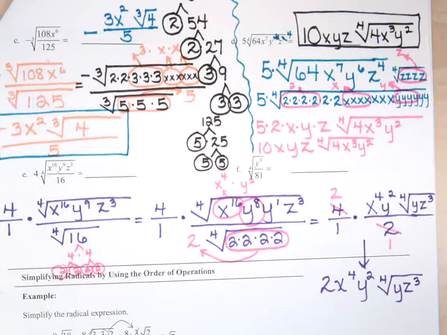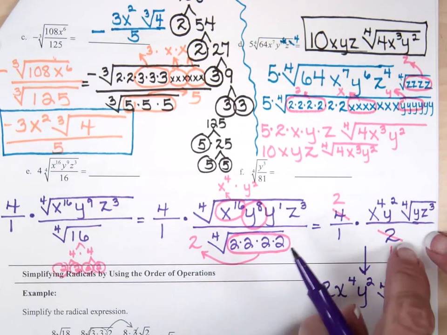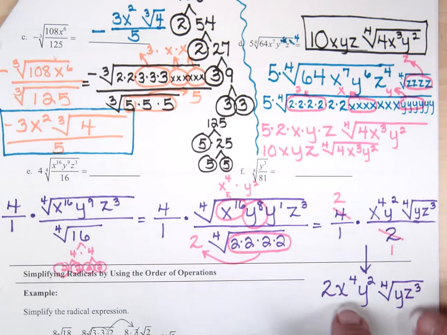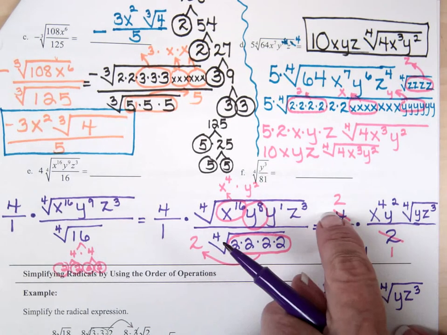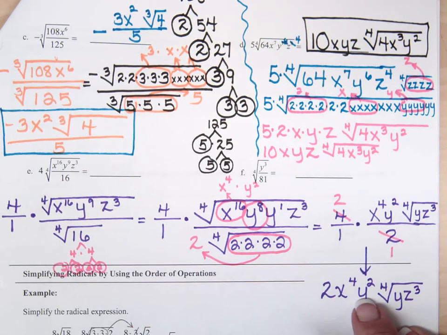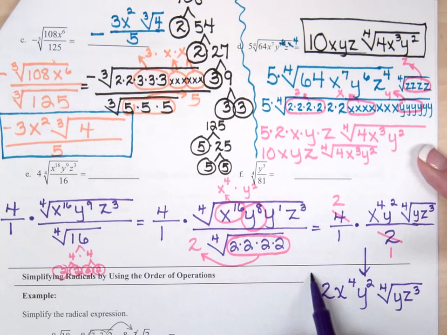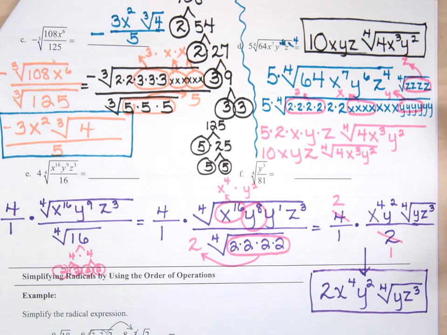Because now the denominators are both 1, because 2 goes into 2 once, 2 goes into 4 twice. Denominators are both 1, so you can leave 1 off. 1 times 1 is 1, so we just multiply the numerators. 2 times x to the 4th y squared is 2x to the 4th y squared, 4th root yz cubed, and that would be my answer. Busy, busy, busy problem.